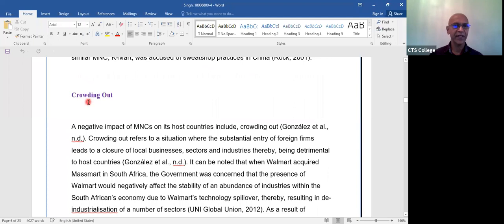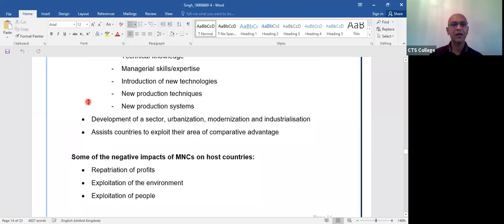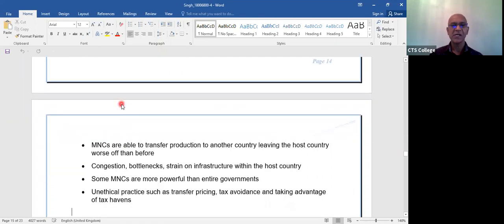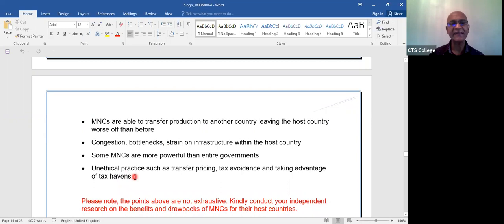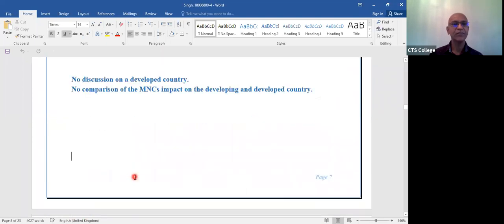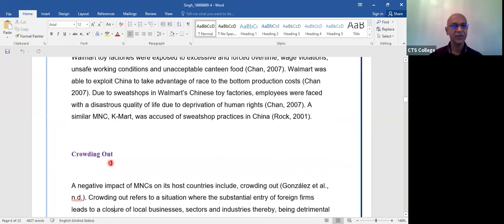The student discusses crowding out. I particularly like this point, and I like it because the student was very creative. In my negative points last day, I had repatriation, exploitation, transfer production, congestion, etc. But I never had any point on crowding out. So I'm really happy to see that this student was thinking independently and conducted her own research. So students, I cannot stress enough, I cannot emphasize how important it is for you to conduct your own research and identify your own positive and negative impacts. So this student discusses crowding out.